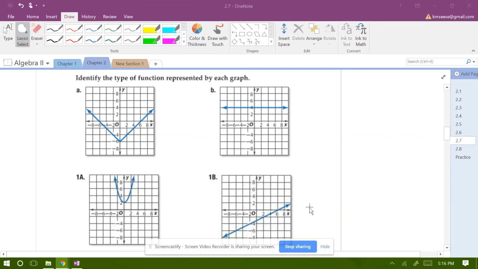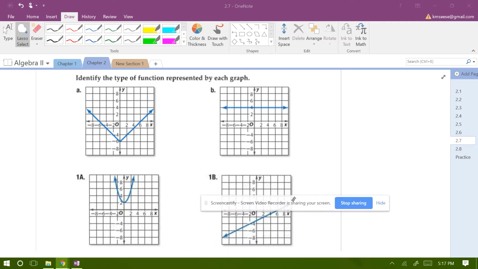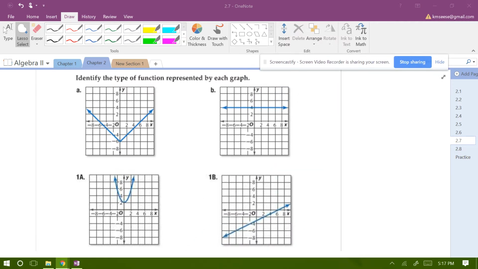Now we are going to actually take a look at some of these. So looking at these four graphs, you should be able to look at them and identify what the parent function or what family function these come from. Right? So looking at A, that has a V, so that should be a sign that it is an absolute value.